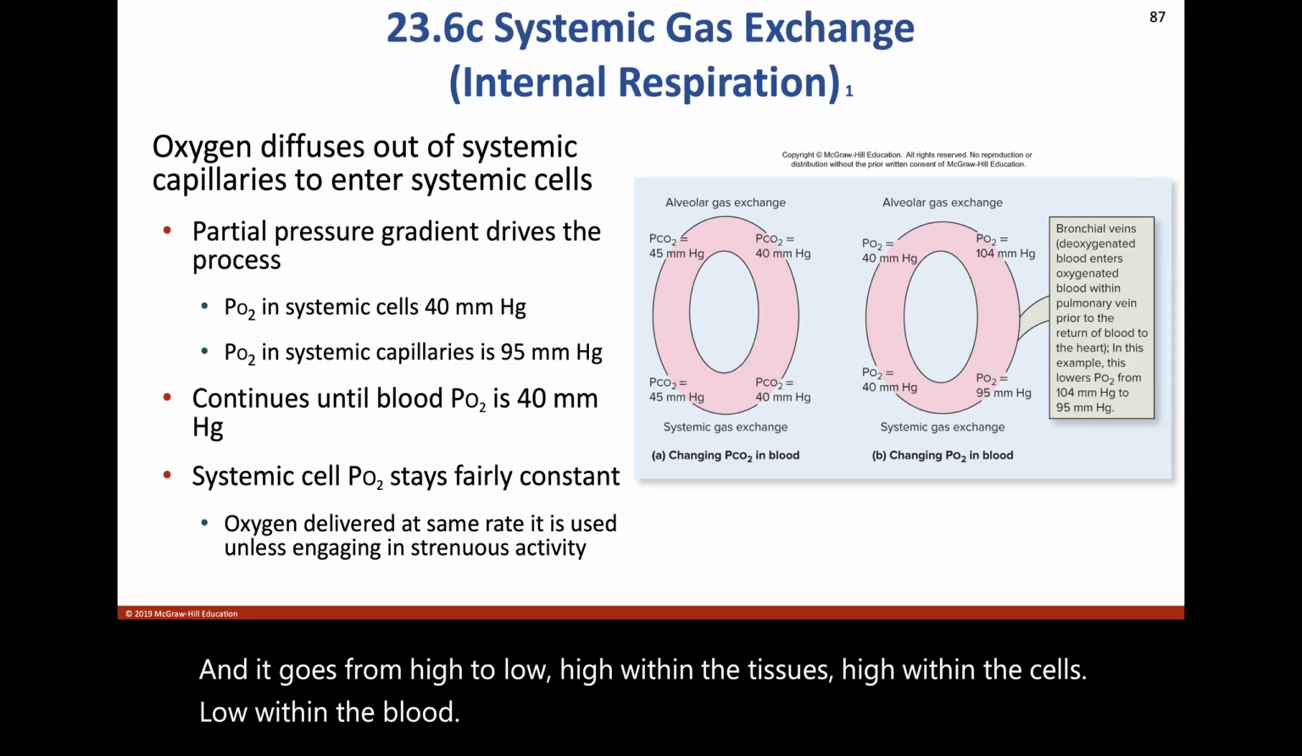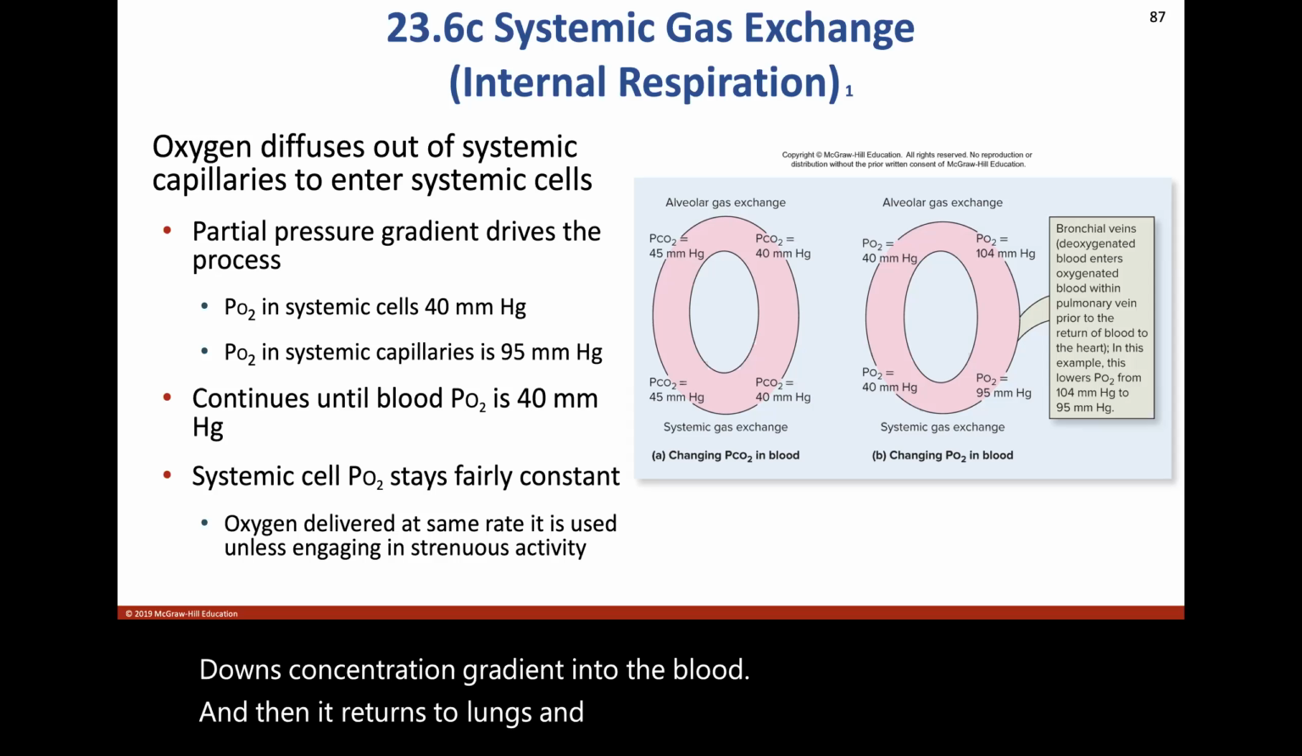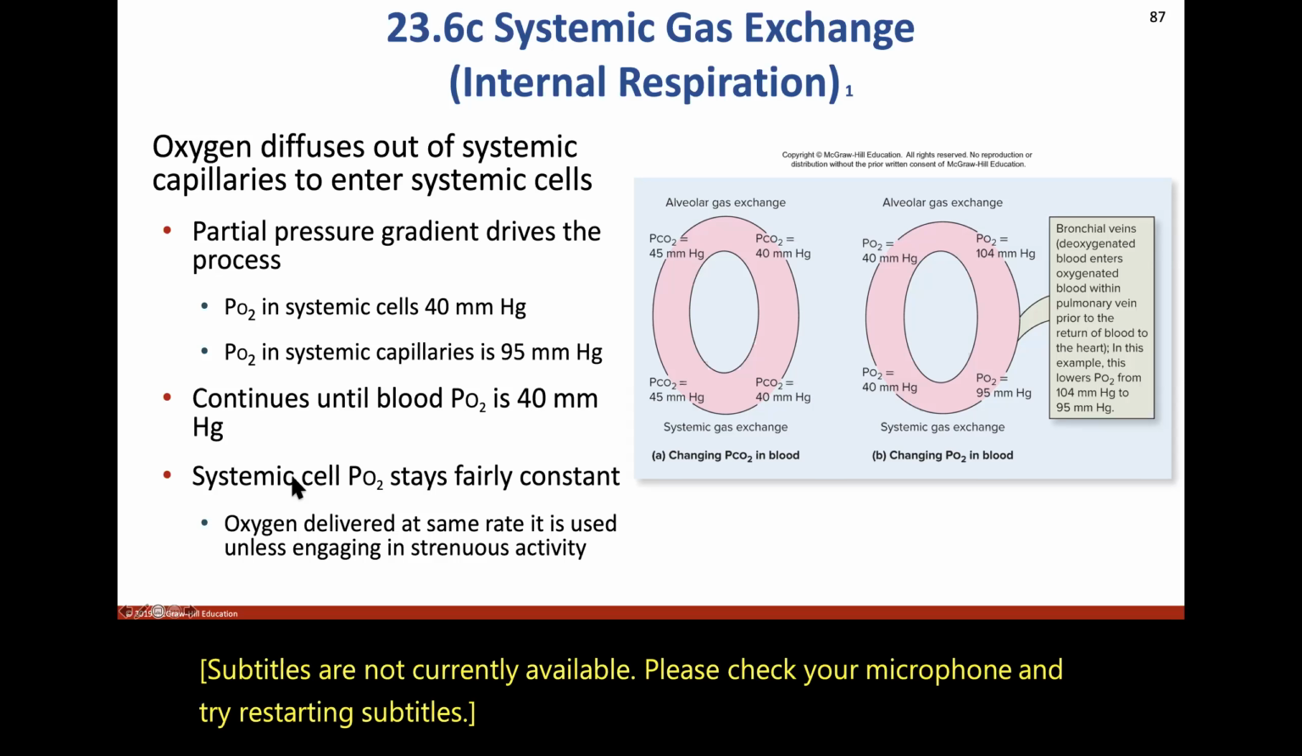So it easily goes from the tissue down its concentration gradient into the blood. And then it returns to the lungs and it's the exact same thing. 40 millimeters of mercury of pressure within the red blood cell for carbon dioxide, 40 millimeters of mercury for oxygen. And then we do the same thing all over again.